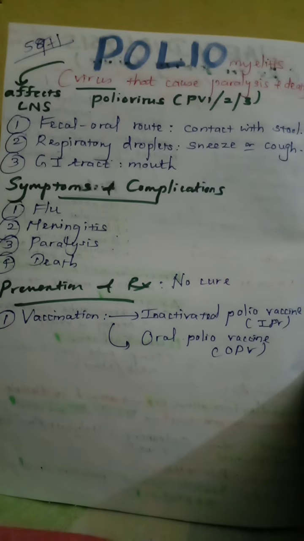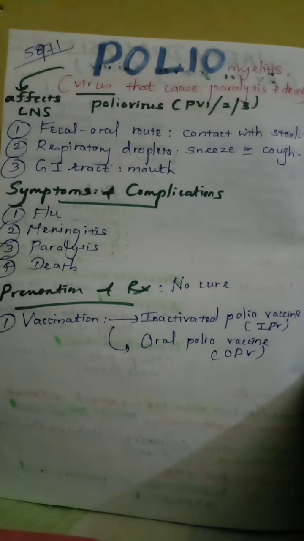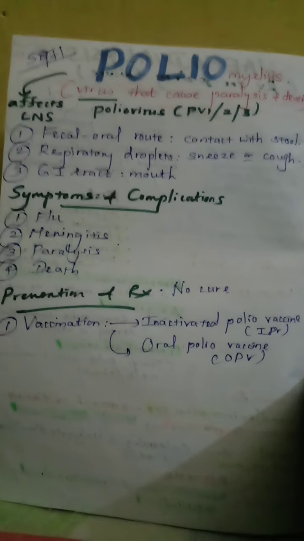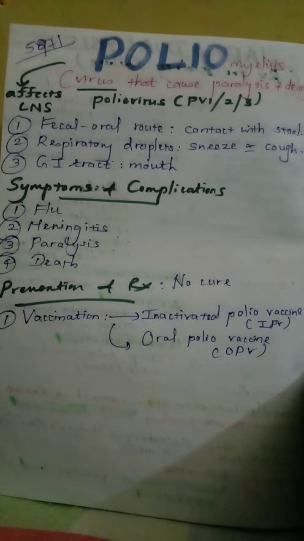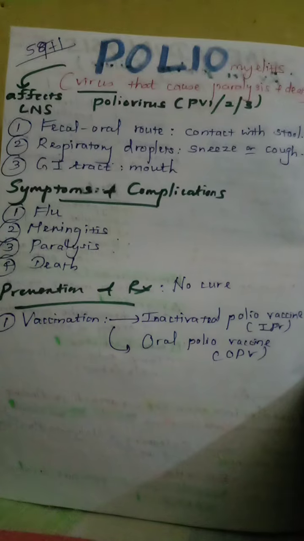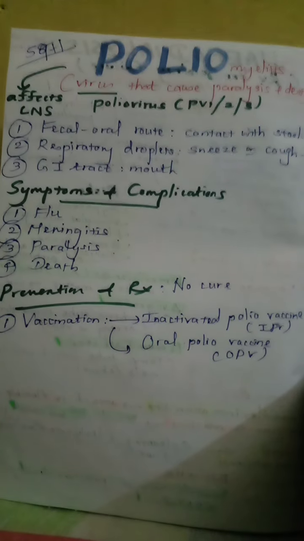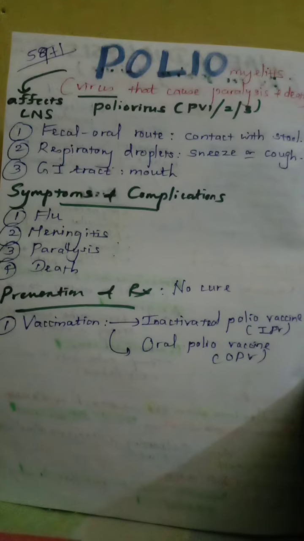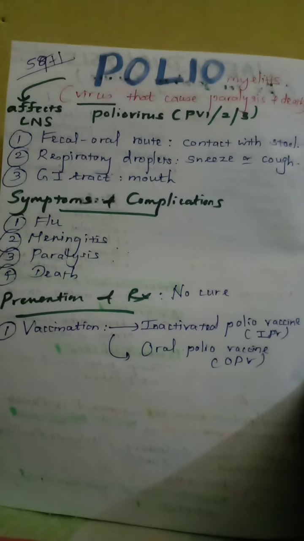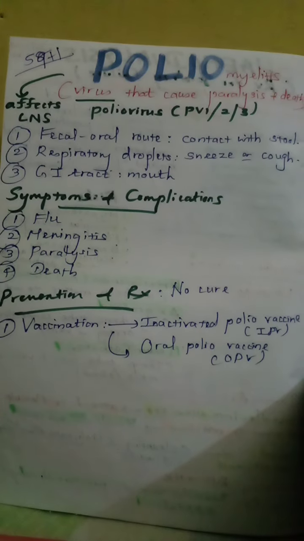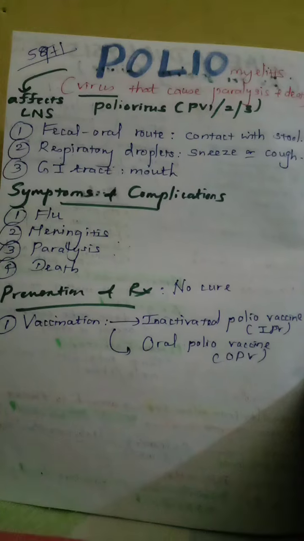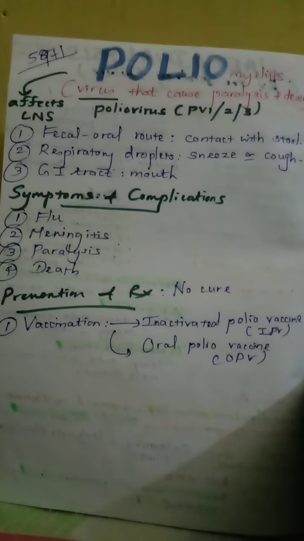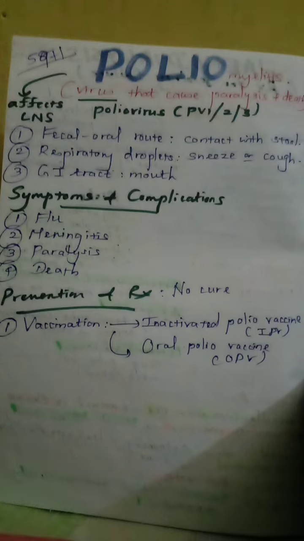So if the polio virus is present in the stools, then when contact with the stools, and especially when we eat contaminated food and water, and if they are contaminated with the stools which contains this virus, then there is a possibility. Then the other possibility is respiratory droplets, so sneezing and coughing. But of course, this route of transmission is actually very less effective. And of course, through the gastrointestinal tract. So when there's a fecal oral route, obviously through the mouth also it can enter.